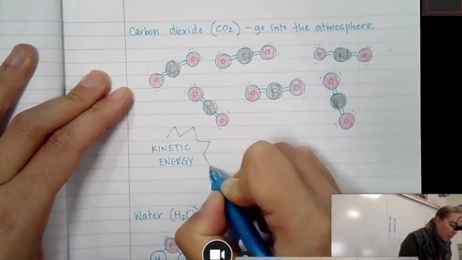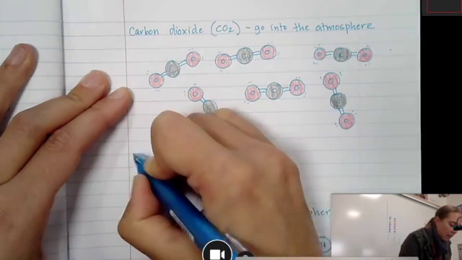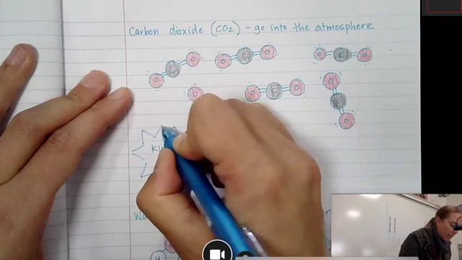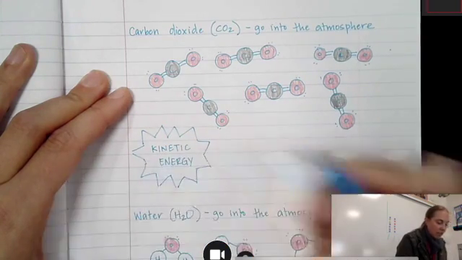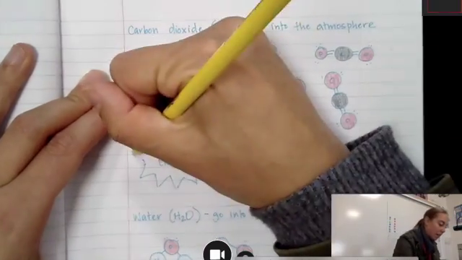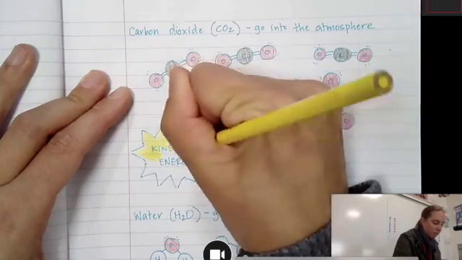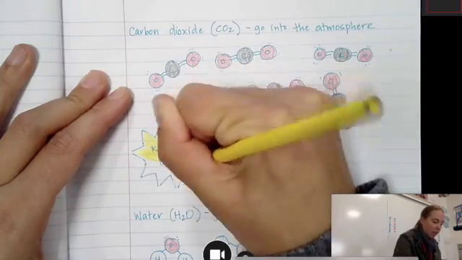And it's not in the bonds, it's being released into the cell. Sometimes it ends up as heat. You might use it to move your vocal cords, in which case it might end up as sound. But it's kinetic energy. So energy is colored yellow.